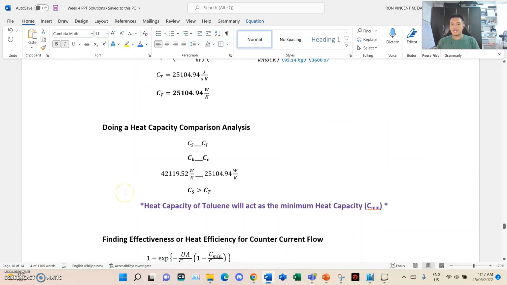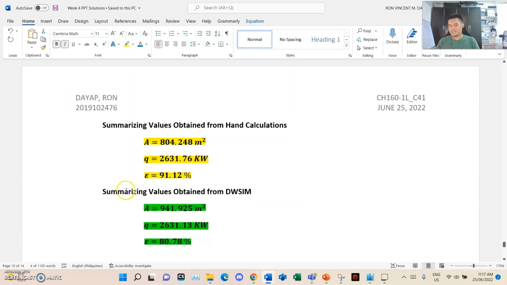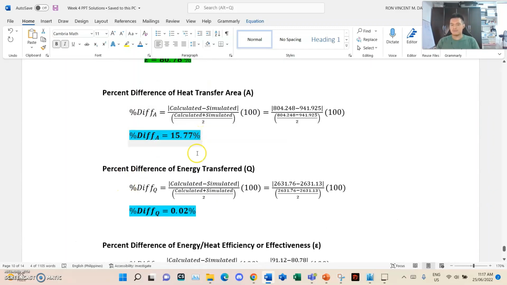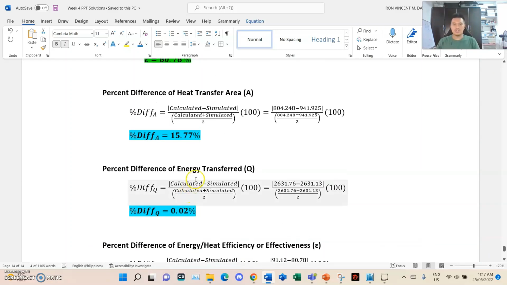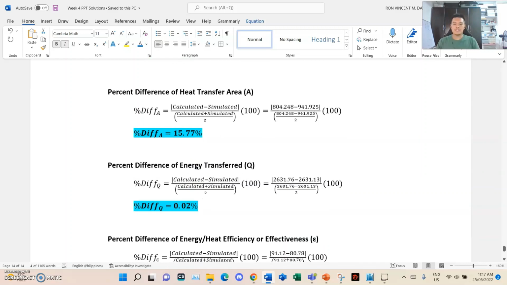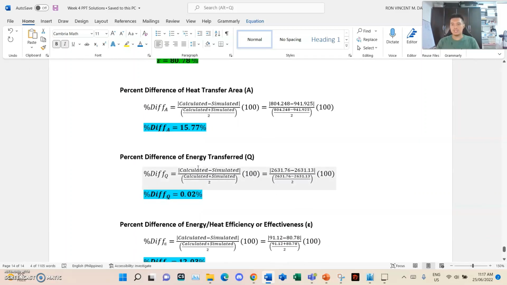But overall, it's not actually that bad. 15.77%, 0.02%, 12.03%, it's not greater than 20%, because greater than 20% or greater than 30% is a very, very suspicious value when hand calculated compared to the simulator. But this is not bad, because regardless, it shows us an estimate of what to expect when we calculate it by hand, and an estimate on the simulator in terms of its configurations.